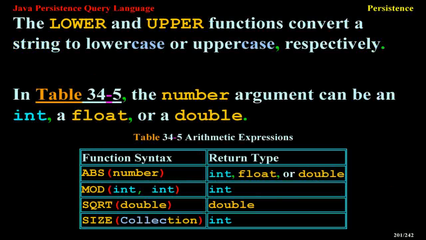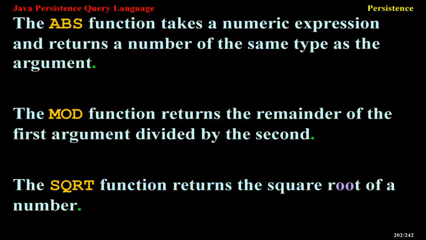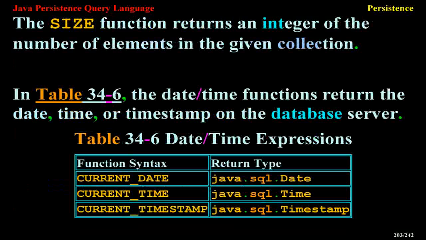Table 34-5 arithmetic expressions: function syntax, return type. ABS(number) returns int, float, or double. MOD returns int. SQRT returns double. SIZE(collection) returns int. The ABS function takes a numeric expression and returns a number of the same type as the argument. The mod function returns the remainder of the first argument divided by the second. The sqrt function returns the square root of a number. The size function returns an integer of the number of elements in the given collection.